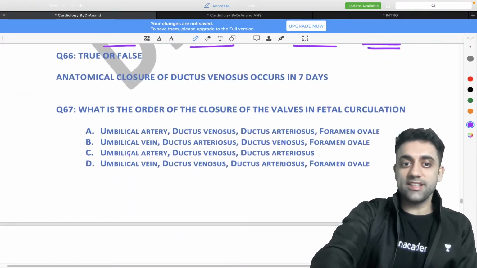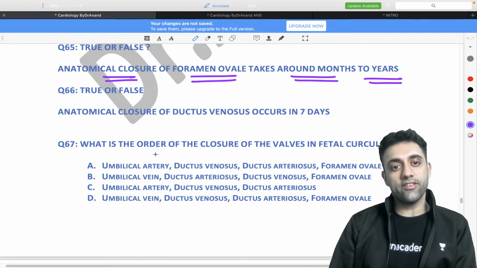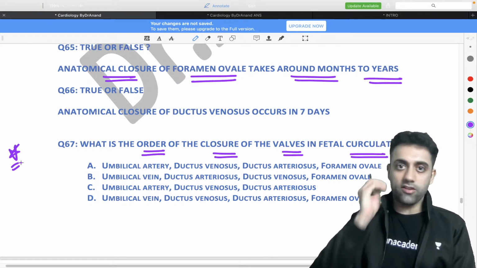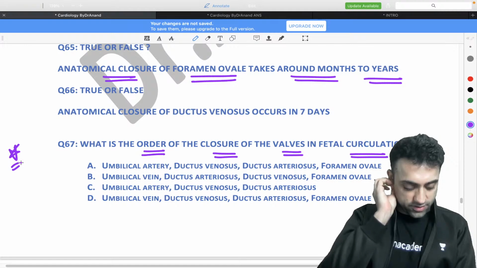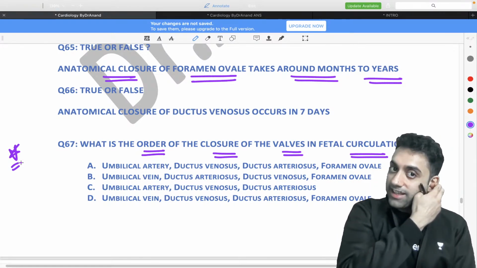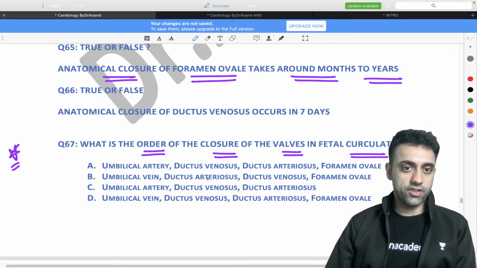So question number 67. What will happen to you, Pancake? Tell me. Question 67: What is the order of closure of the valves in fetal circulation? Yeah, this is again a super specialty question, not for PG. It is for super specialty actually. What do you call it? What is the order of the closure of the valves in fetal circulation?